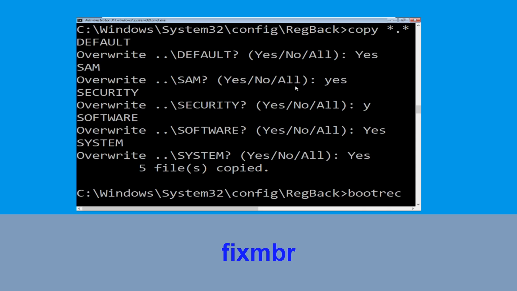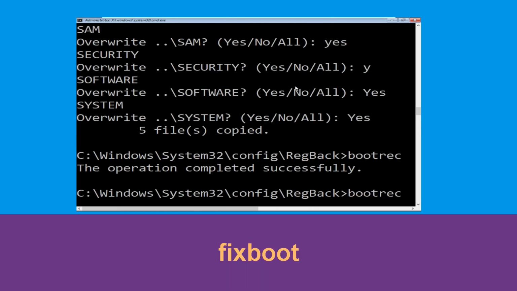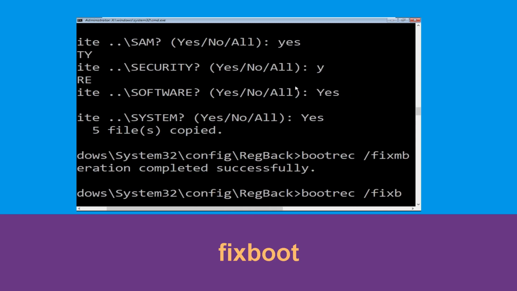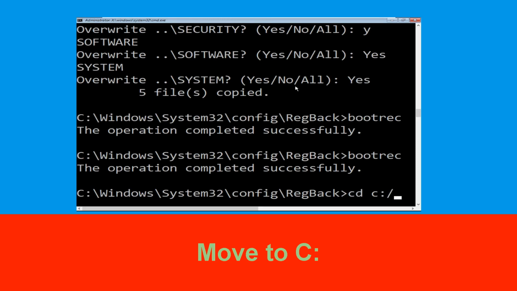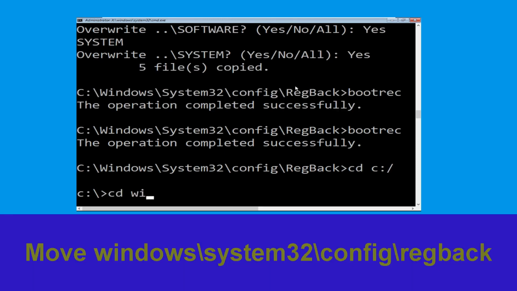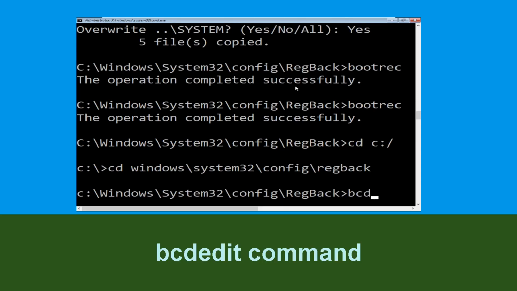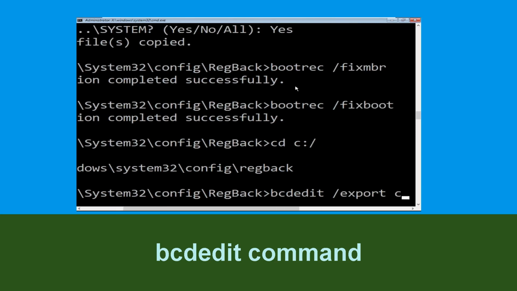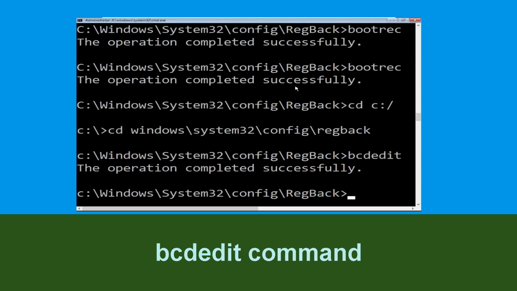Now execute this command. Type bootrec /fixmbr and simply hit enter. Now type bootrec /fixboot and hit enter to execute. Type cd c:\ and hit enter. Now type this command cd windows\system32\config\regback and simply hit enter to execute the command. Now type this command bcdedit /export c:\bcdbackup, then hit enter.